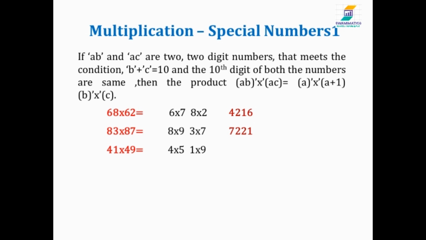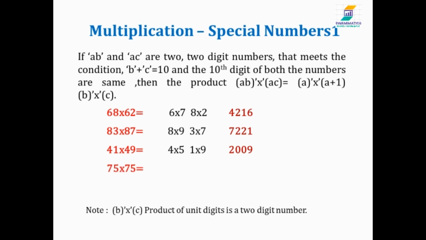See, if you look at the answer here, it is 2009. When you multiply B into C, and we said B plus C is 10, the product has to be a two-digit number. So if you get a single-digit number, then prefix 0 before the number. That is why you are adding a 0 here. That is what is given as a note: B into C is the product of unit digits, which should be a two-digit number.